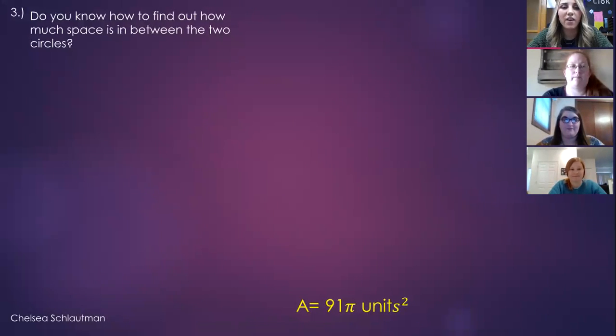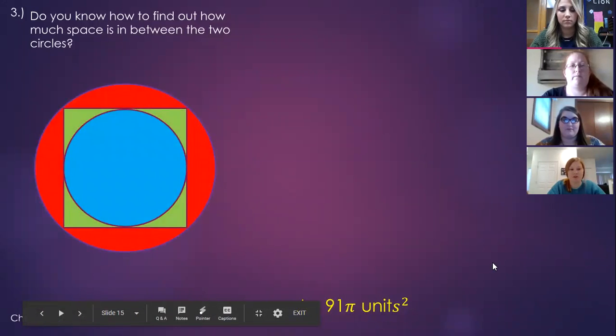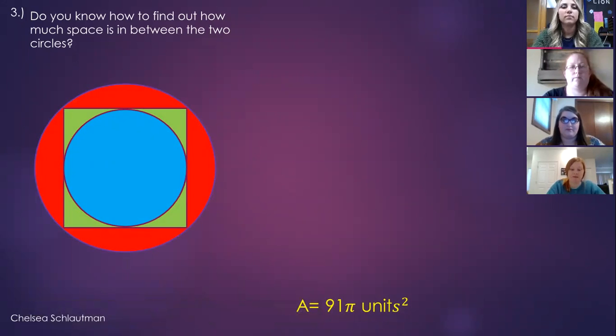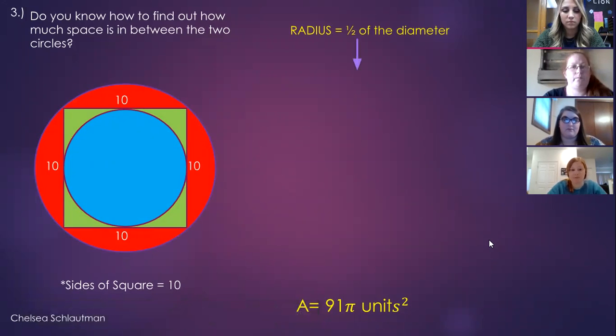Hey, Chelsea, how do you find out how much space is in between the two circles? So first we're going to look at the actual figure given, and we can see that there's a larger circle, then a square, and then within that square we have another smaller circle. So first we need to start out by finding out the length of the sides of the square, and we have a 10. So first what we're going to do is find the radius, which is going to be half of that diameter across the circle, which is 10. So our radius is going to be 5.